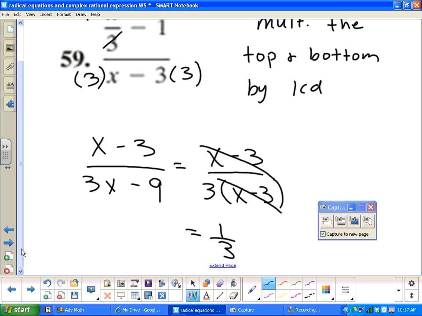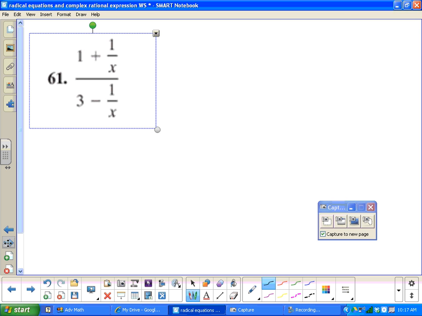All right, let's look at 61. All right, so I'm going to let y'all tell me more about this one. So what do you think here's the common denominator?